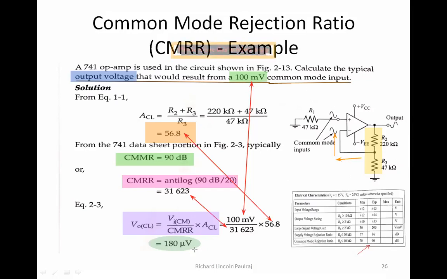No, sir, no doubts. Okay, so now we shall go back to the question. A 741 op-amp is used in the circuit. Calculate the typical value of output voltage, the output in CL mode, closed loop mode, that would result from an input of 100 millivolts in common mode. Common mode voltage. So we have satisfied everything.